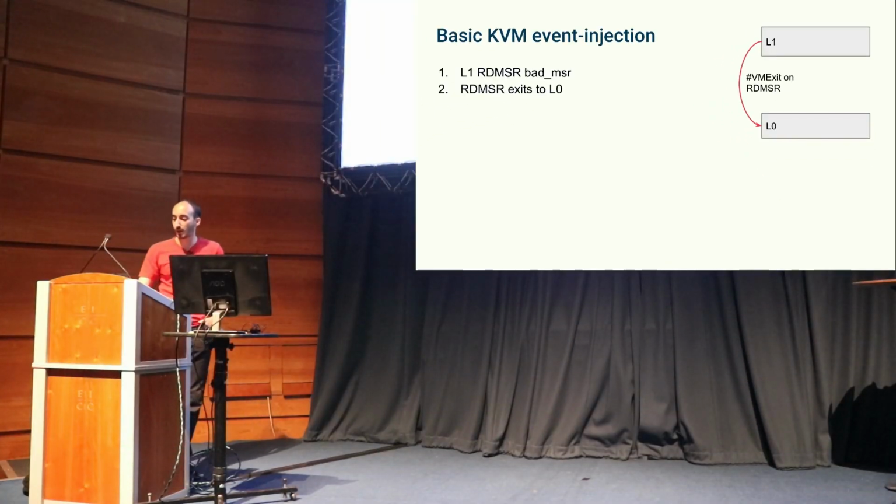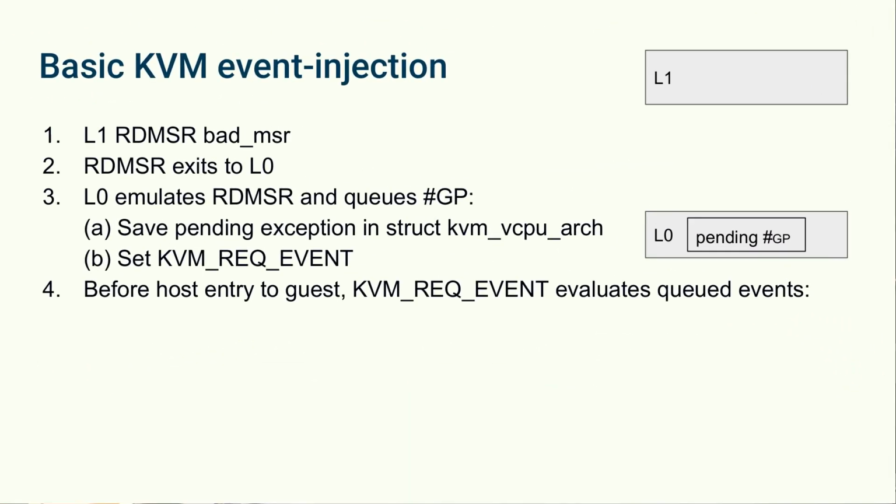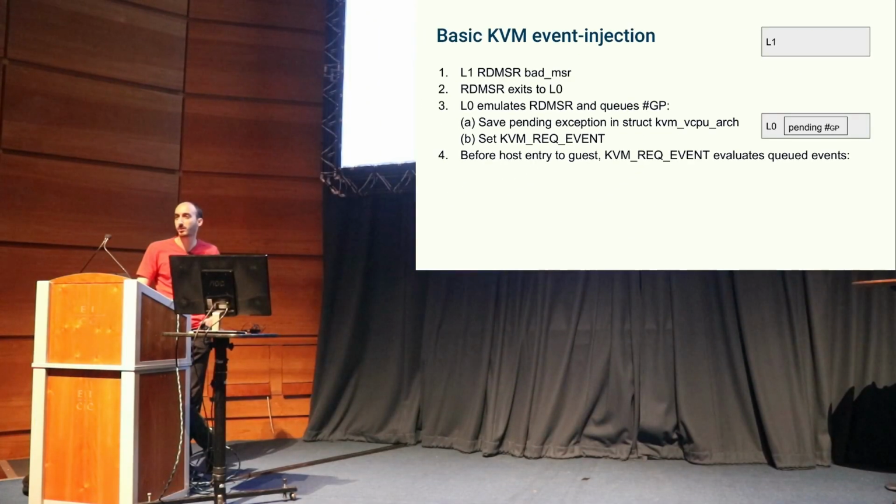So here is a very simple example of a layer 1 guest that does a read MSR operation. And this operation is being trapped to the layer 0 hypervisor. Now, layer 0 sees that this read MSR specifically is attempting to read an unhandled MSR. And therefore, the hypervisor decides that it should queue a general protection exception. The way that it will do that is that it will save a pending exception in a per virtual CPU software struct.